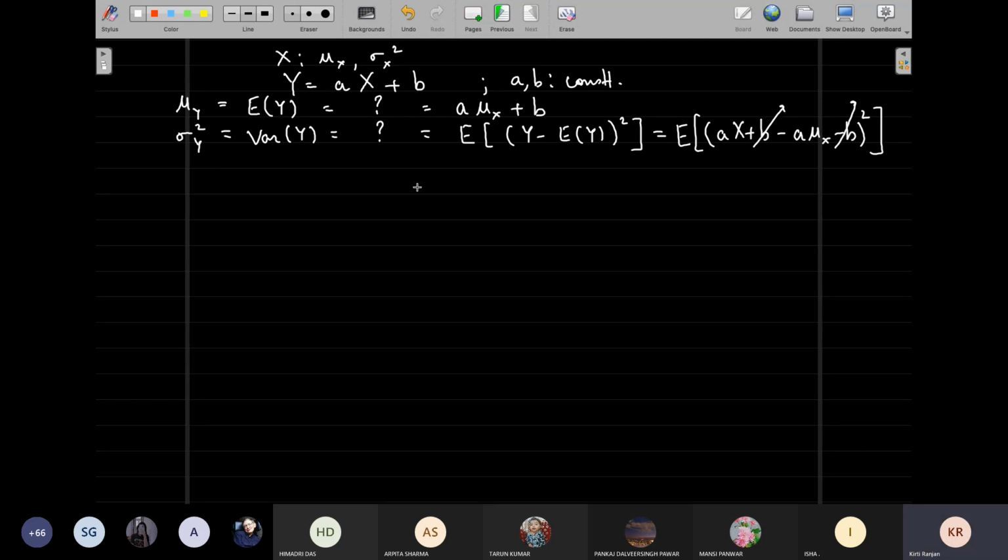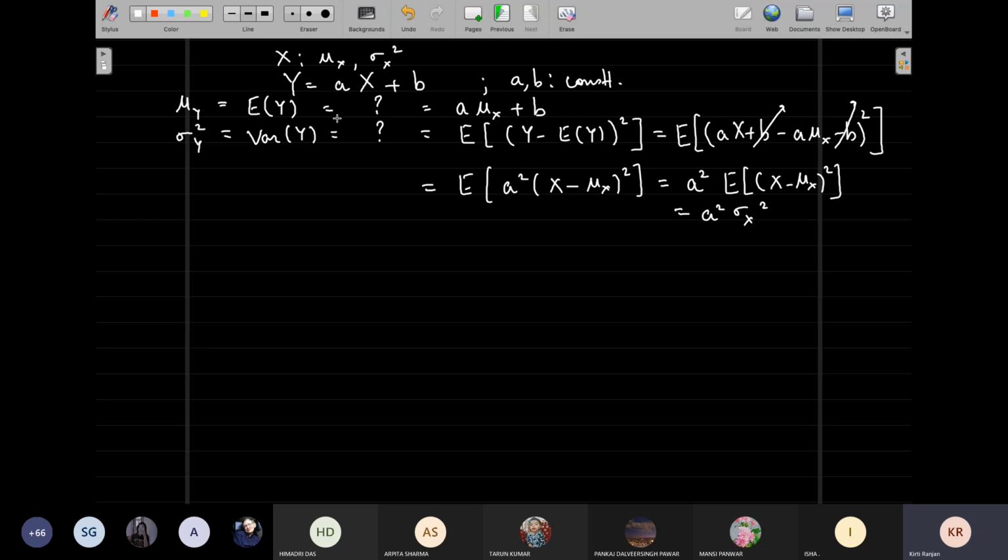And we are left with E of a square (x minus mu x) square. Now expectation value of a constant times this term. That means that we will have a square times the expectation value of (x minus mu x) square, which is nothing but a square sigma x square.